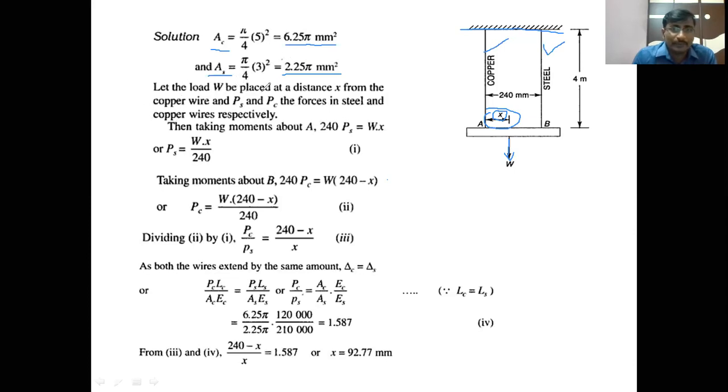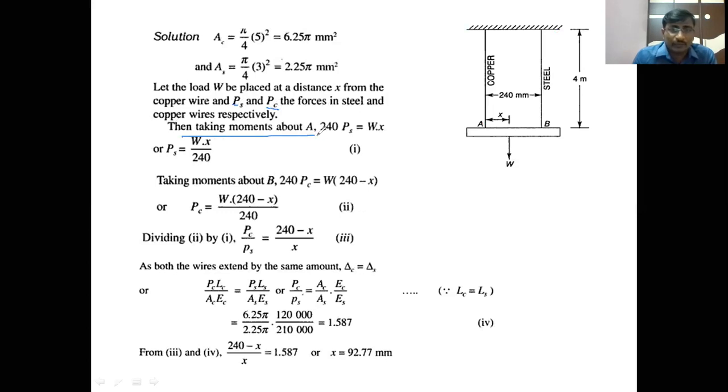So let the load W be placed at a distance of X from the copper wire. It is just an assumption, the X value. We have to find the X value, where the W load should be applied to keep the horizontal bar horizontal. So let X be the distance from the copper wire, and PS, PC are the forces in the steel and copper wires respectively. That is, the load shared by the steel and the load shared by the copper wire.